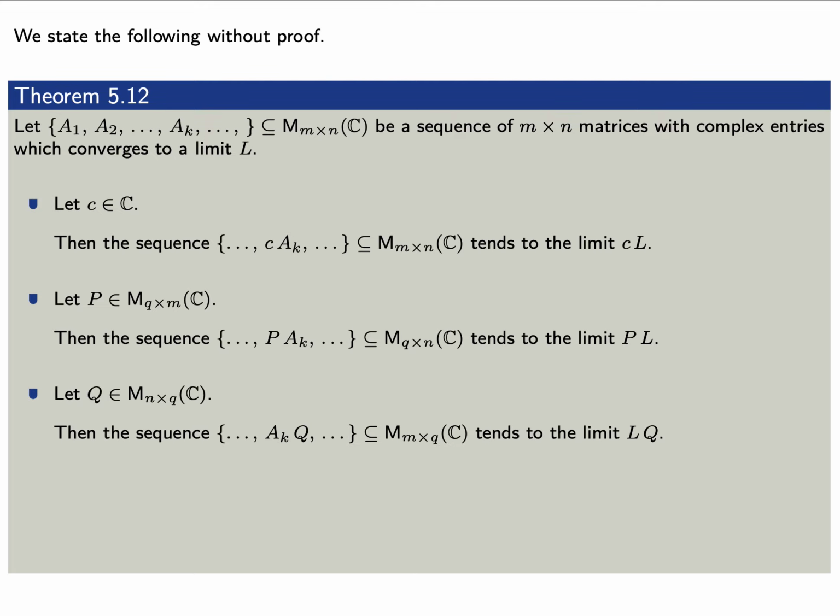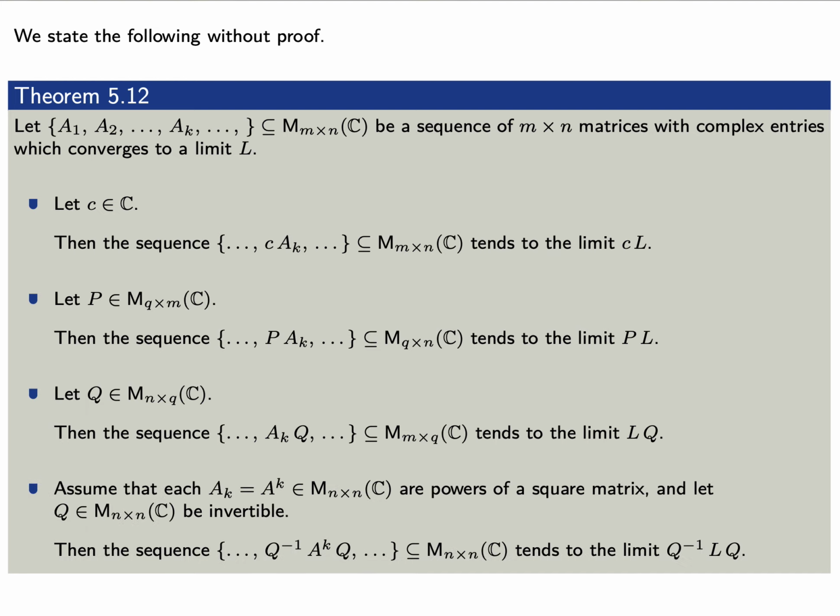Similarly, let's say that Q is a matrix, and we can multiply on the right. Now we have a sequence A_k times Q. Its limit tends to L times Q. Finally, let's say that each of our matrices is perhaps the power of some matrix. That is, A_k is just A raised to the k. And let's let Q be any invertible matrix. Then if we take a look at the sequence defined by Q inverse A raised to the k times Q, this tends to the limit Q inverse L Q.